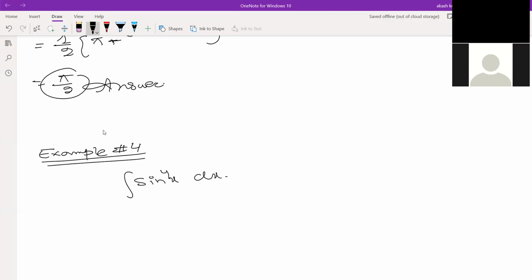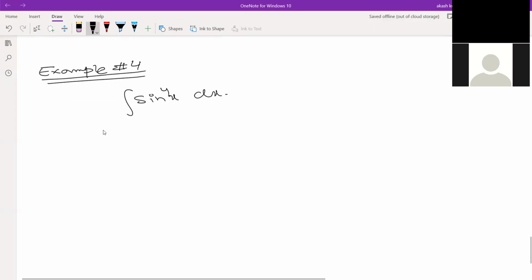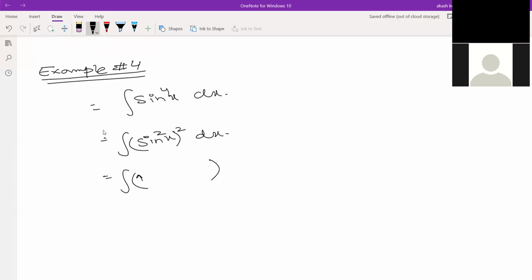The integral of sine to the power 4 x dx. So I know the integral of sine square x that I just did. Now I have sine to the power 4 x. Instead of that, can I break it down like this? Yes, so we can use identities. Now we can apply the half angle identity, which was one minus cos 2x over 2, dx, and then whole square.